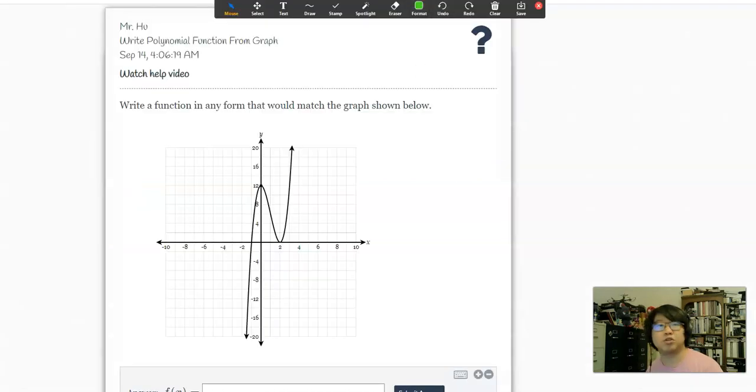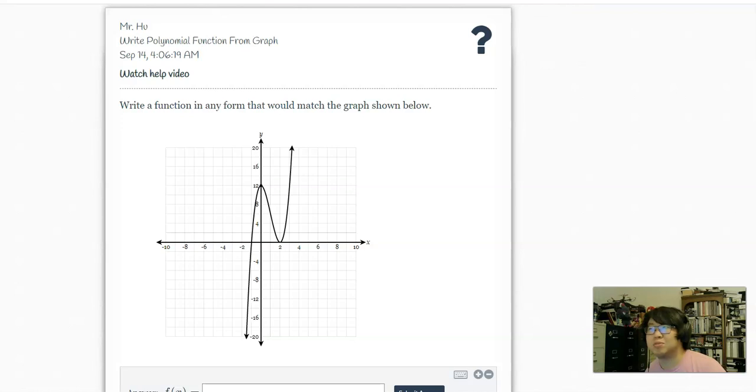All right, welcome back. So this is our DeltaMath module, right? Polynomial function from graph. Okay, now they want a lot of information, so it's up to me to help you guys figure out what information we need, right? Now, remember when I said the zeros kind of dictate how you're supposed to write the polynomial out? Okay. Let's go ahead and get our roots from our graph here.